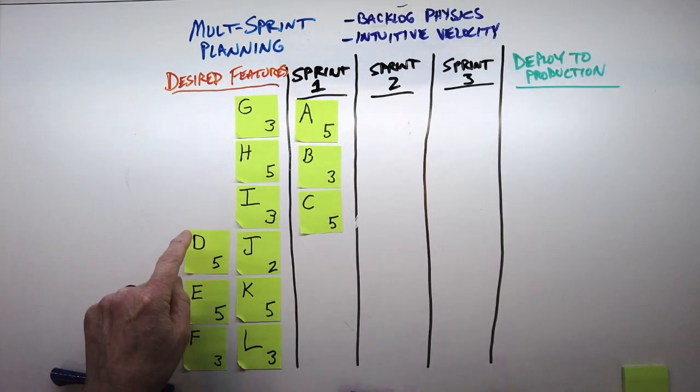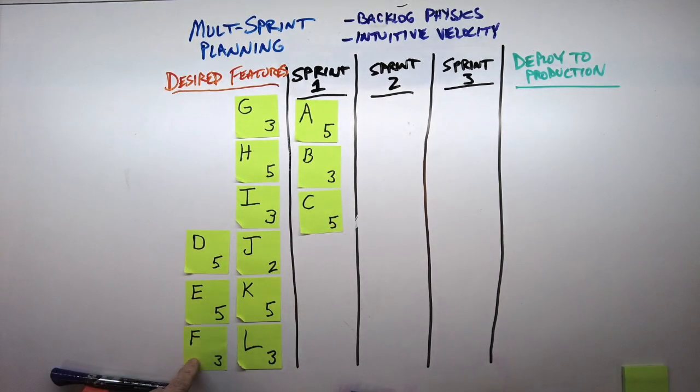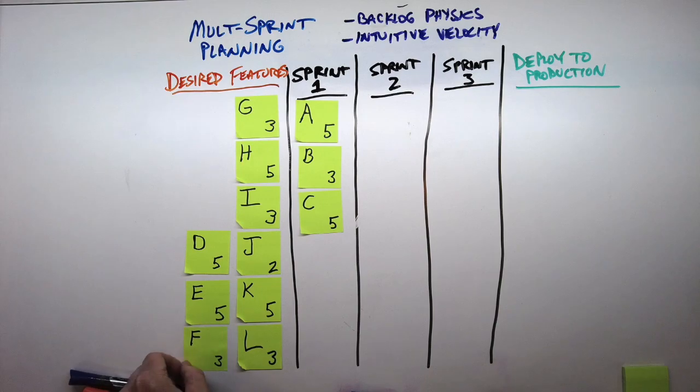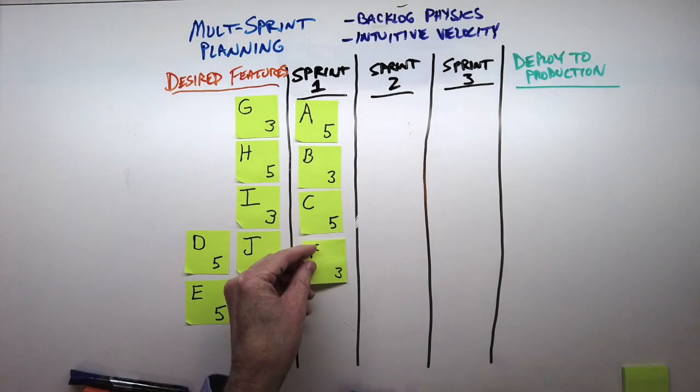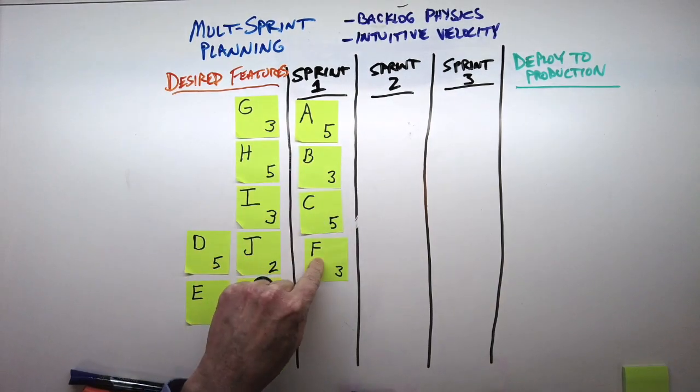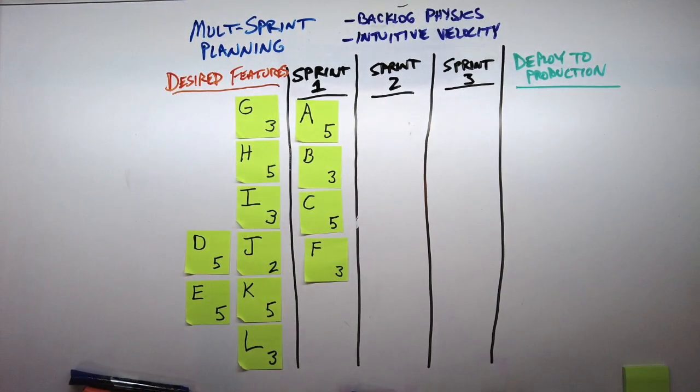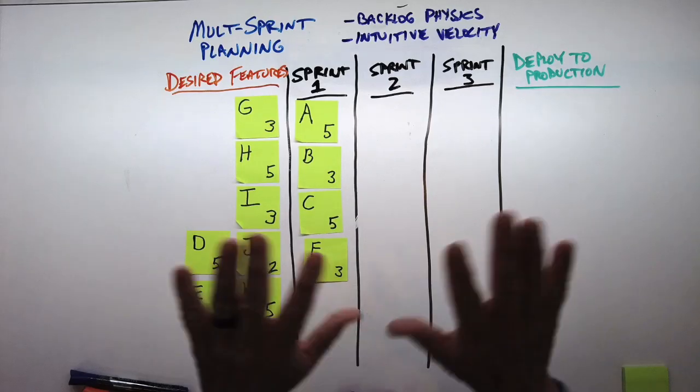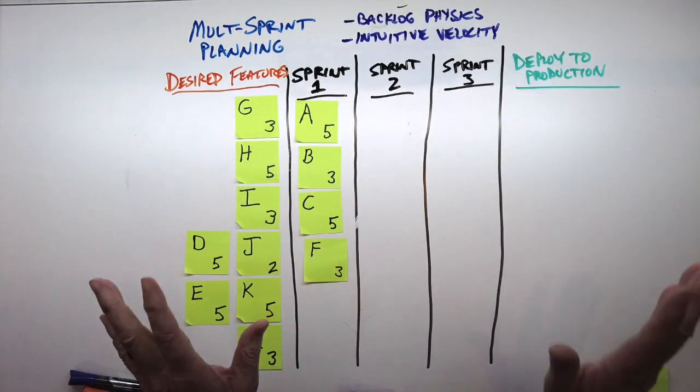Okay, let's look down in priority order, D, E, F. F is a 3, so it's smaller than the D, even though we're sort of ignoring the numbers for right now. But what if we put F in sprint 1? Can we do that? A, B, C, and F. Can we get all those done in sprint 1? The team says yes, but that's it. It feels like it's full.